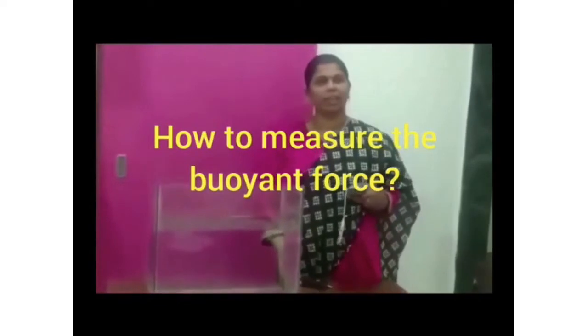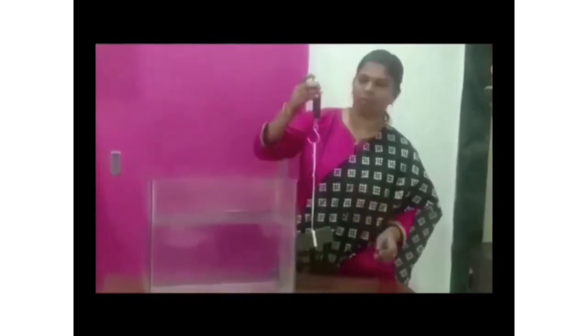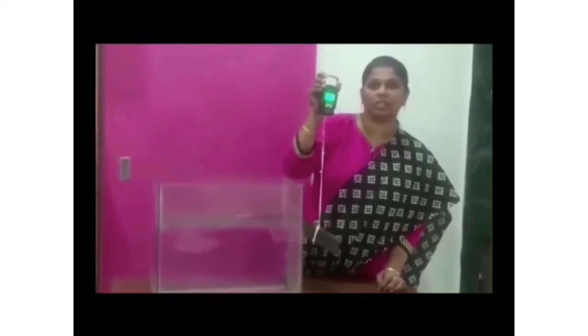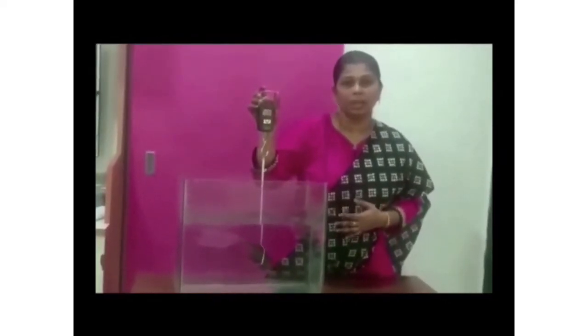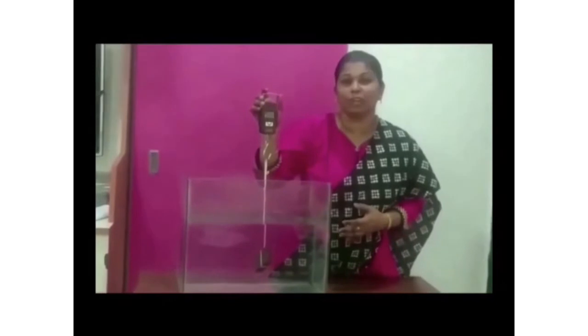Here I have taken an iron bar. Let's check the weight of this iron bar in air and in water. The weight of this iron bar in air is 360 grams. Now let's see in water. In water it shows 190 grams. Students, the same object shows two different measurements in air and in water. This difference is due to the buoyancy force acting on the object.